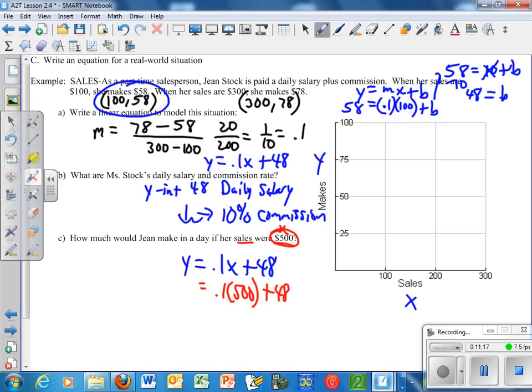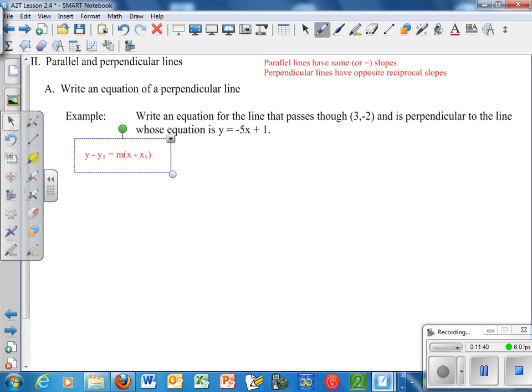And 0.1 times 500 is 50. 50 plus 48 would be $98. So if her sales are 500, she would make $98. And I'm not going to use the graph at all. We are usually really using equations to figure that out.